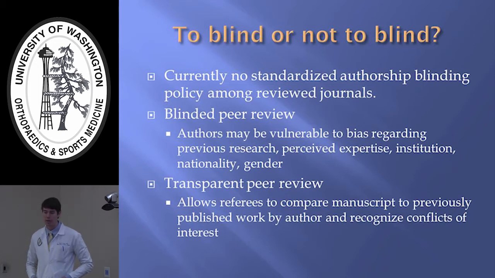When you think about the possibilities for authorship bias in peer review, there are certain benefits to having a blinded process, in that authors may be vulnerable to bias regarding previous research, perceived expertise, or institution, or nationality, or gender. Arguments for a transparent peer review usually center around the fact that referees can compare the manuscript in question to previously submitted work by that author and recognize potential conflicts of interest. And that's sort of the question that we're going to be looking at.